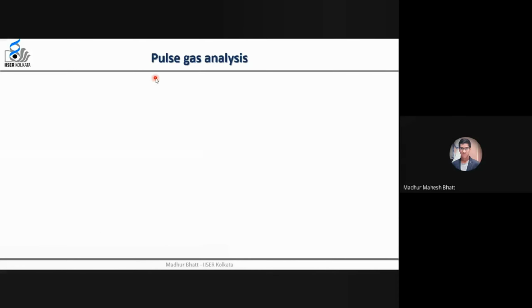Next is pulse gas analysis. In the two techniques, TGA-FTIR and TGA-MS, we could only characterize the gas. We could only find out which gas is evolved. We couldn't understand how much of that gas is evolved. In pulse gas analysis, we can find out. We can quantify the amount of gas that is released.